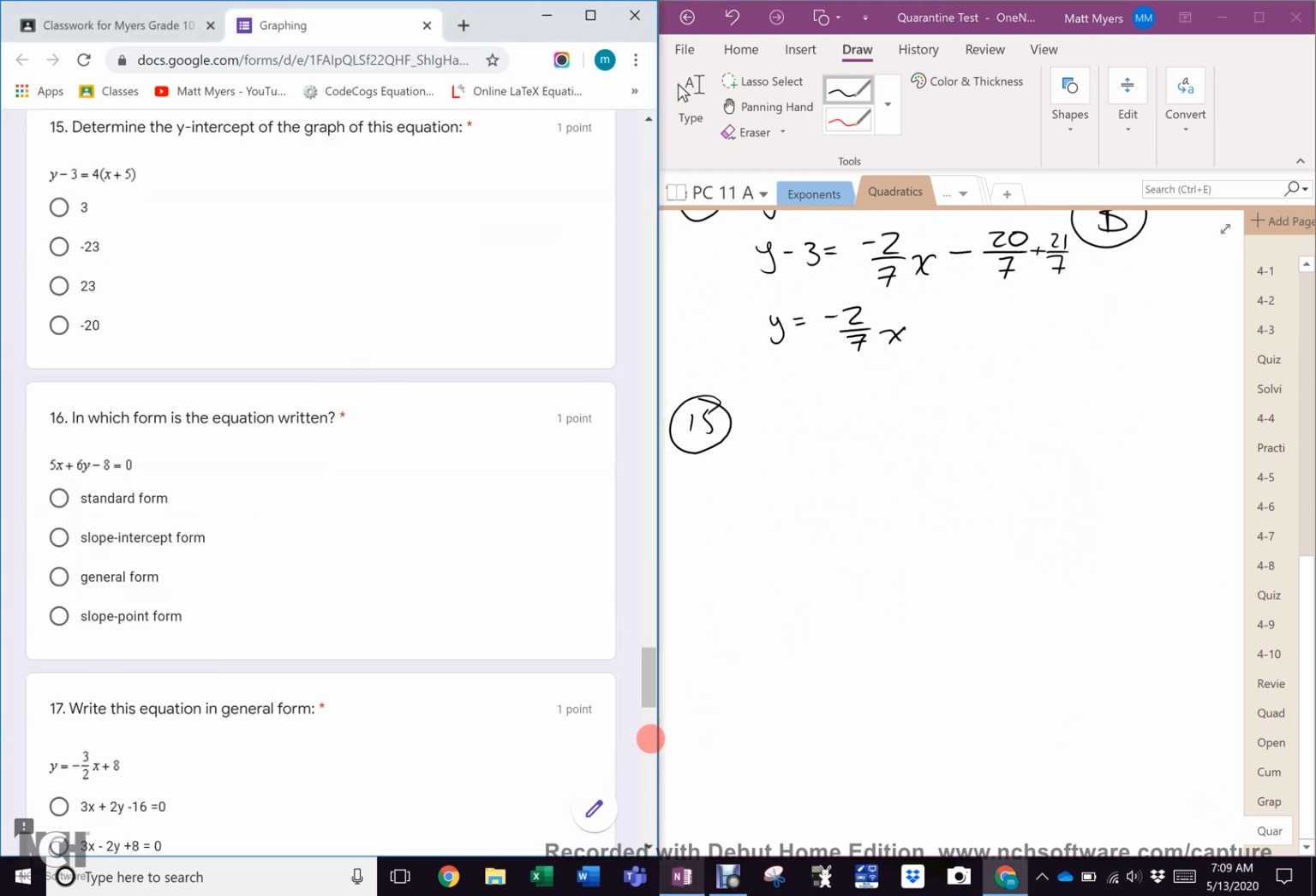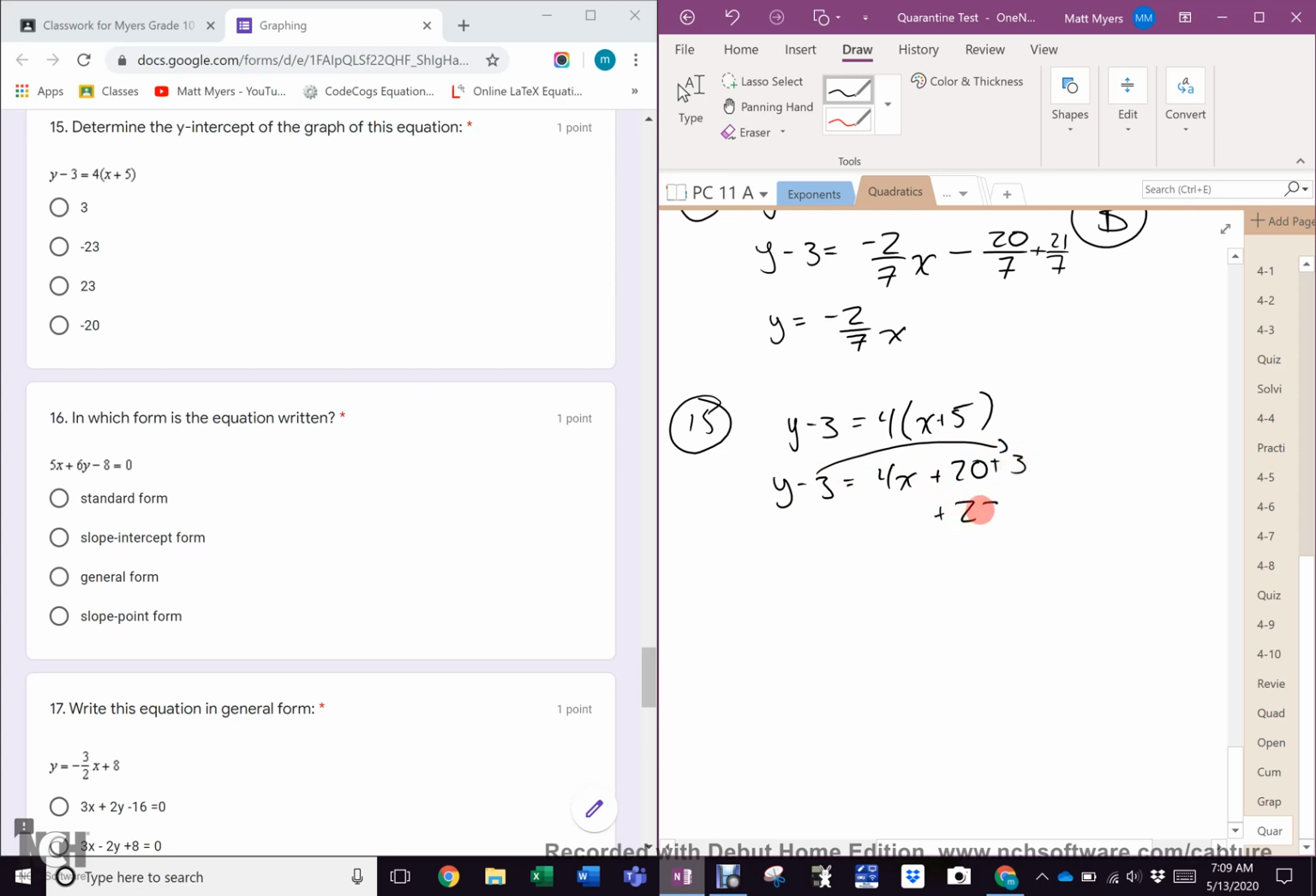Determine the y-intercept of that equation. So y minus 3 equals 4x plus 5. The easiest way to do that is to put it into slope-intercept form. So y minus 3 equals 4x plus 20. Then you bring that 3 over and you add 3. So it becomes 23.